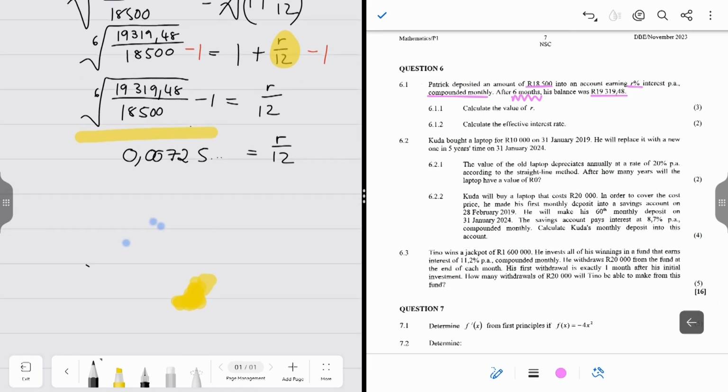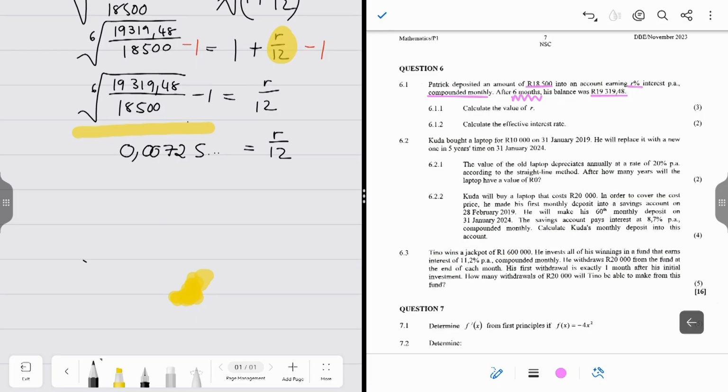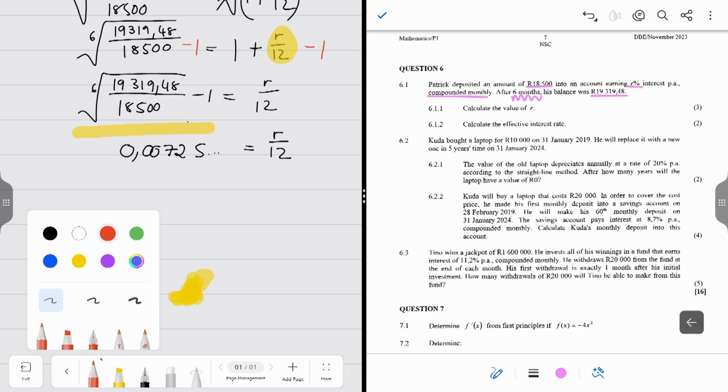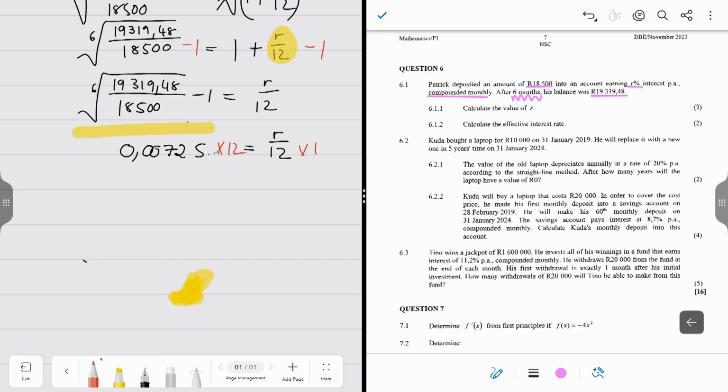And as we can see, now I've got to multiply by 12 as well. So I times by 12 on both sides. That is because I want to get R on its own. I want to know what the interest rate is. Okay, so let's do this. When I put that in my calculator and I times by 12, I am going to get 0.087, and I mustn't forget that this is a percentage.